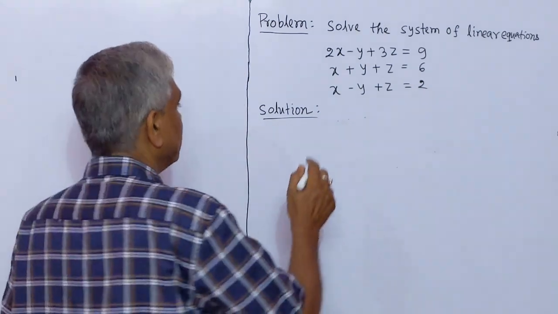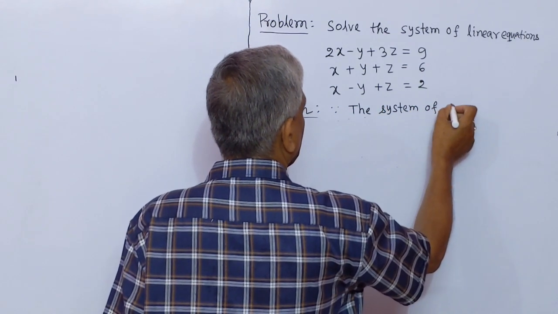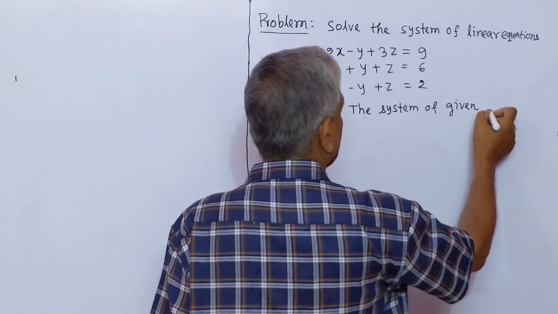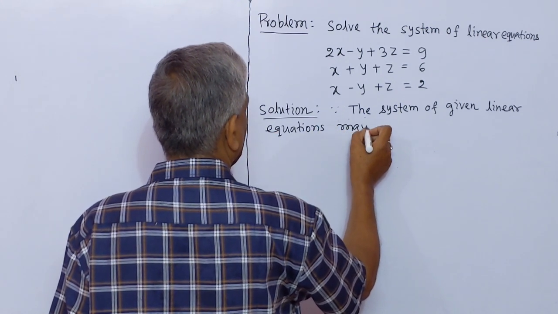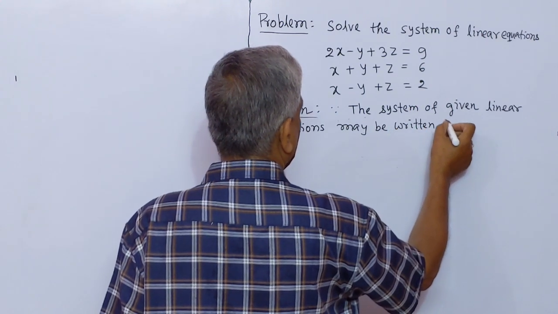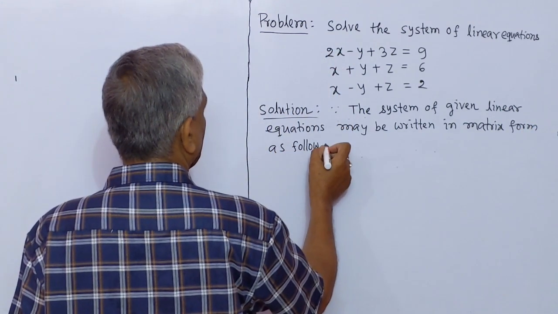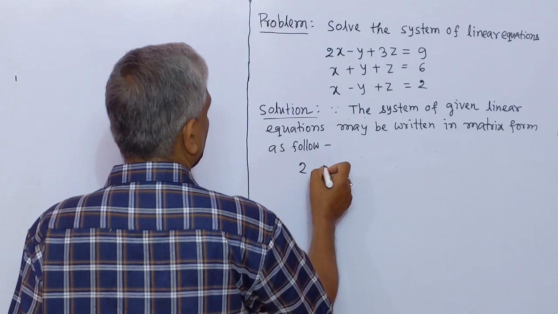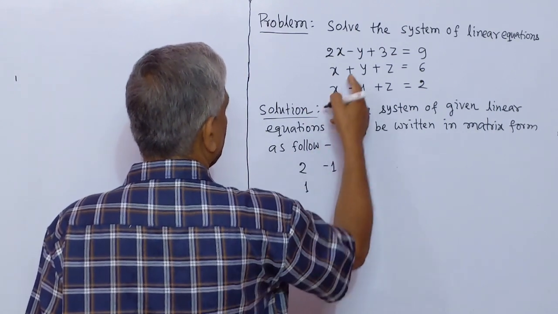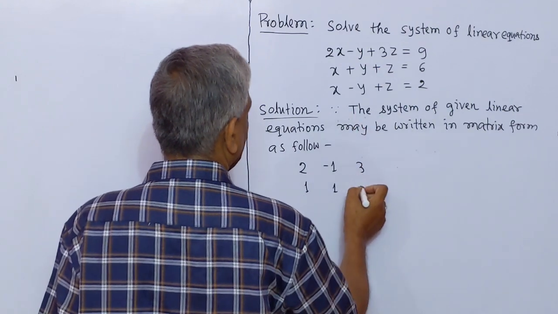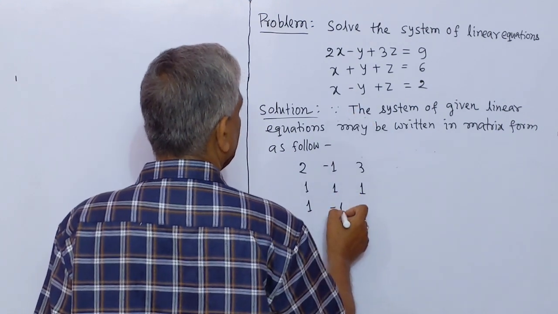Now we solve this. Since the system of given linear equations may be written in matrix form as follows: the first row is 2, minus 1, 3; the second row is 1, 1, 1; the third row has coefficients 1, minus 1, 1.